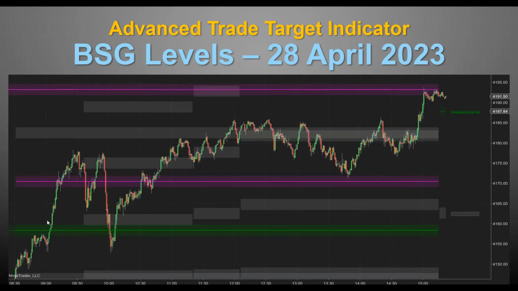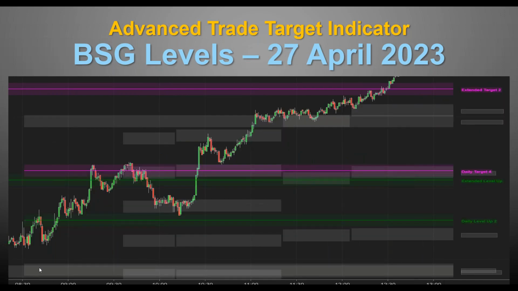Okay, it started here, went to the target multiple times. It's a clear sign it's going to break through. It did break through. Where did the market close? Ended on the next target. Look at those things. Such a powerful indicator if you are looking to estimate the target for the day when there's momentum.